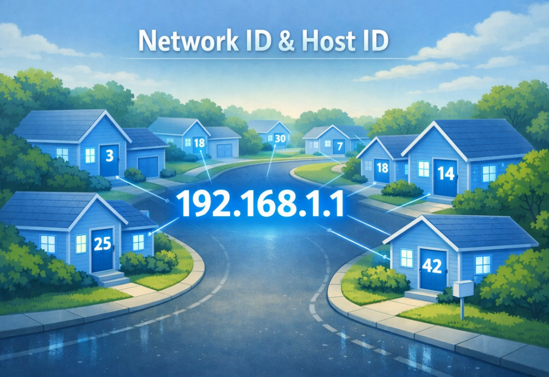Think of it like a street address. Imagine you live on Green Street, house number 5. Green Street is the network ID. It identifies the neighborhood or network that all devices share. House number 5 is the host ID. It identifies your specific device within that network.